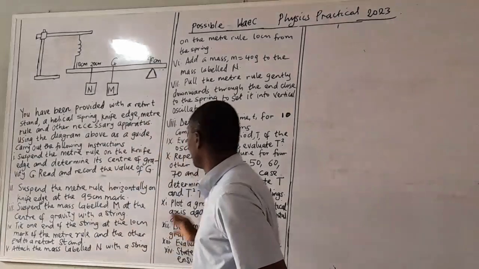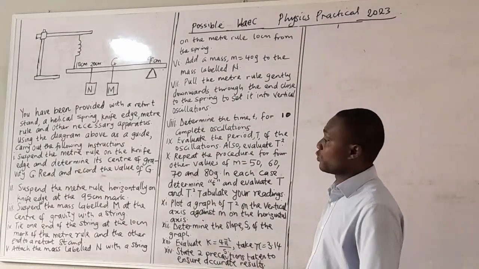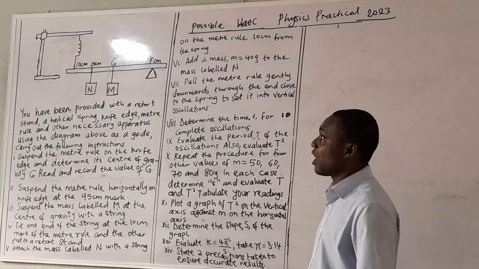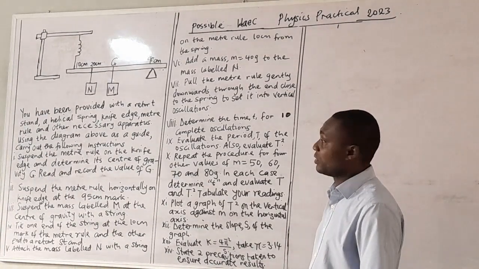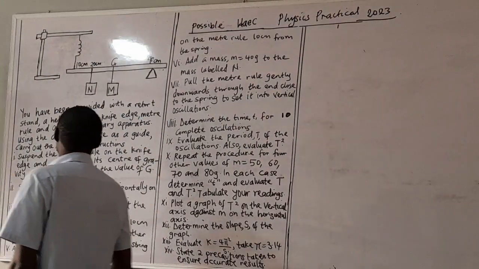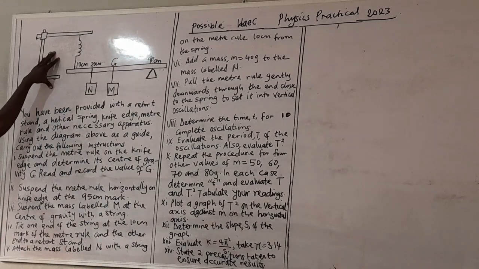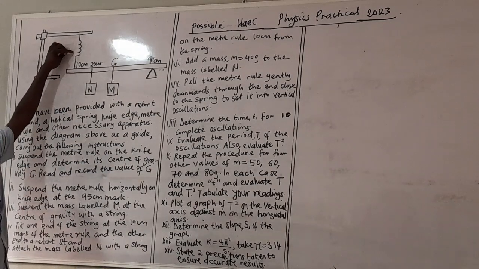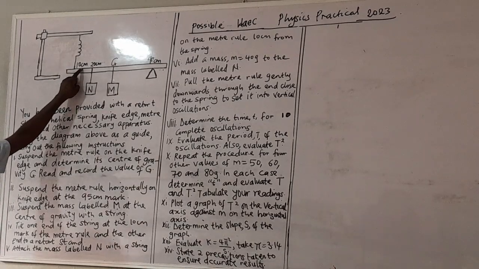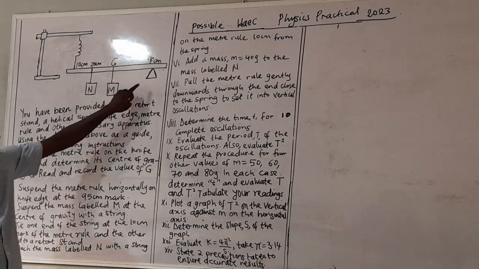Now I have some setup on the board, so we're going to read through the setup and see how we can perform the subsequent experiment. Here you have a setup consisting of a retort stand, a spiral or a helical spring, a meter rule, masses N and M, and a knife edge.